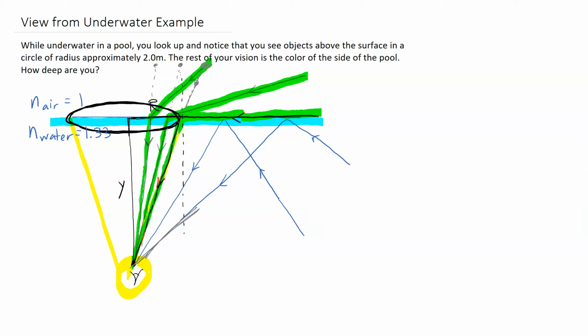Now, a light ray coming from the side of the pool is totally internally reflected like this, and it comes to your eye in that way. Let's trace that one back. You can see that your eye thinks that light ray came from here. So to you, it looks like everything from the outside world happens in this radius, and the rest of it looks like the side of the pool.